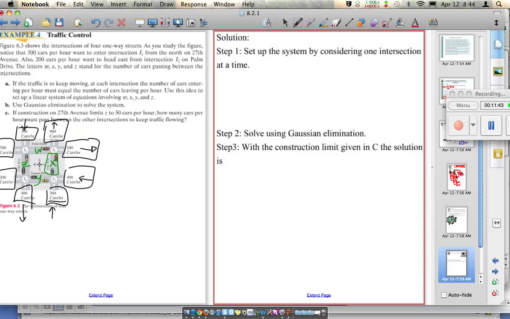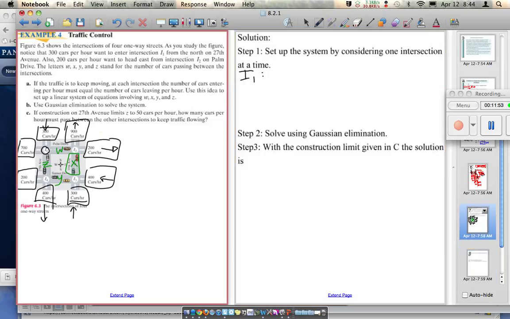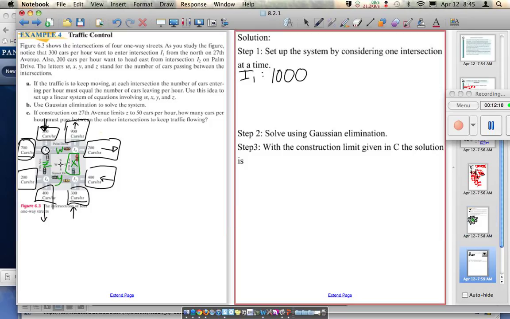So let's consider intersection 1. Here's intersection 1. So intersection 1 is this one right here. It looks like from the north, 300 cars are entering that intersection. And from the west, over here, we have 700 cars entering that intersection. So altogether, there are 1,000 cars entering intersection 1. There are 1,000 cars total because of those two descriptions.